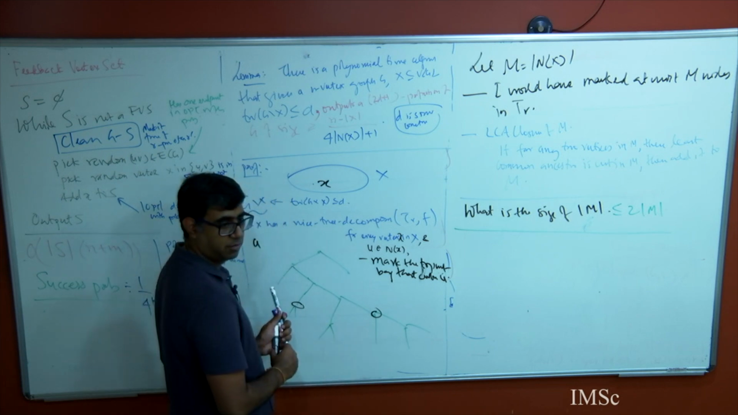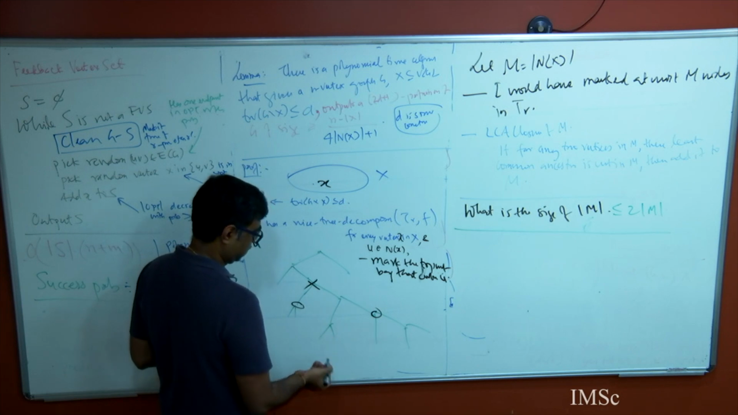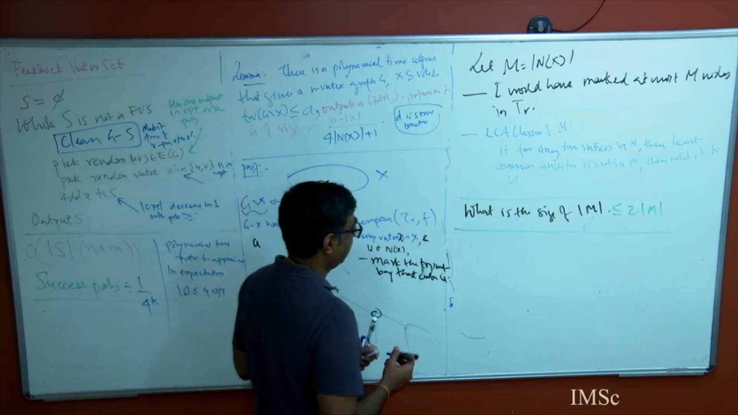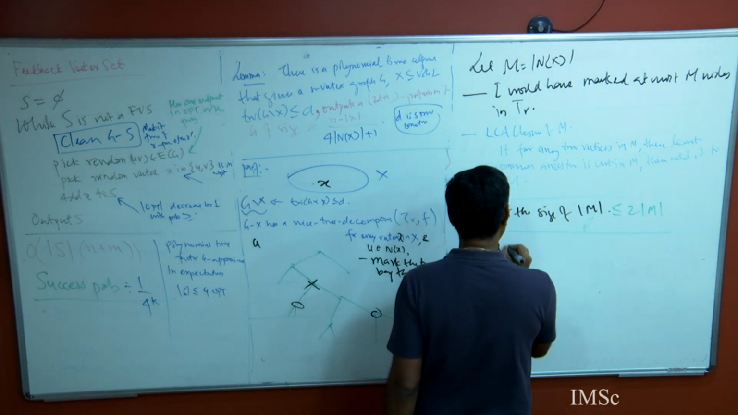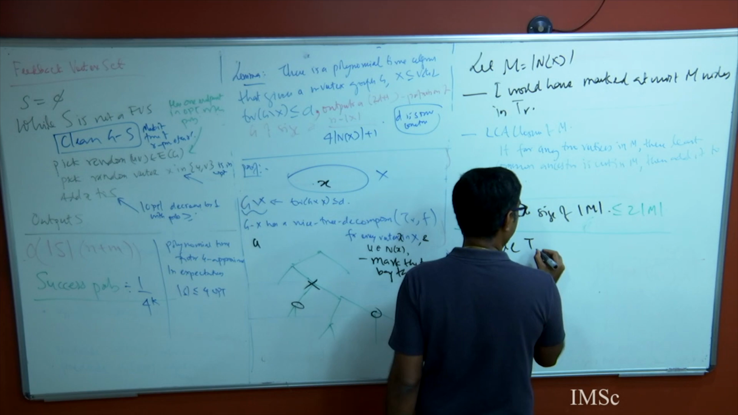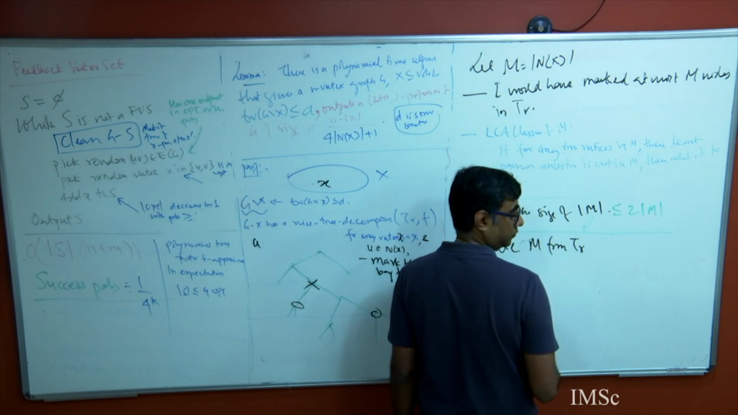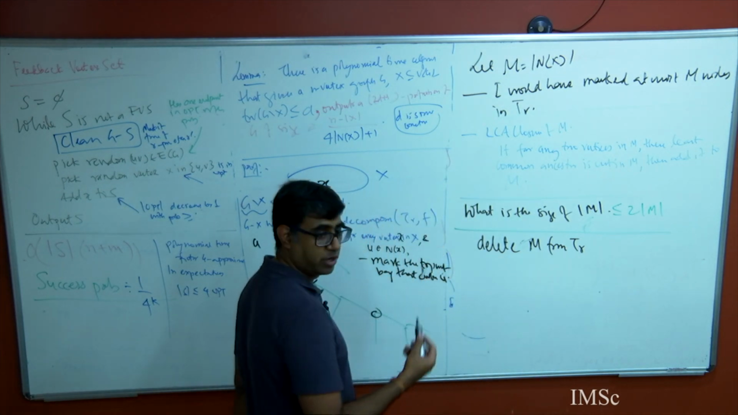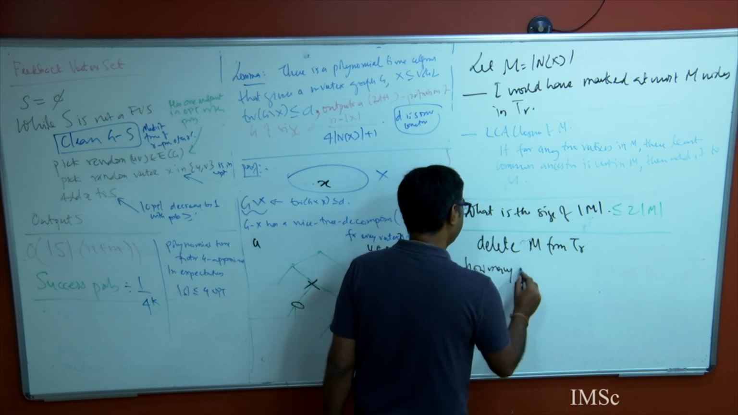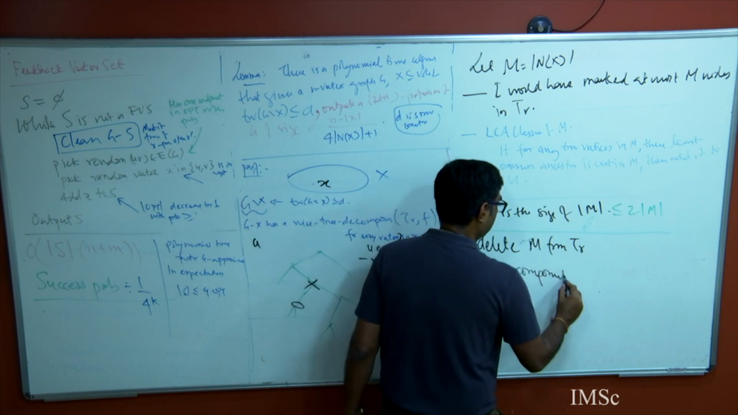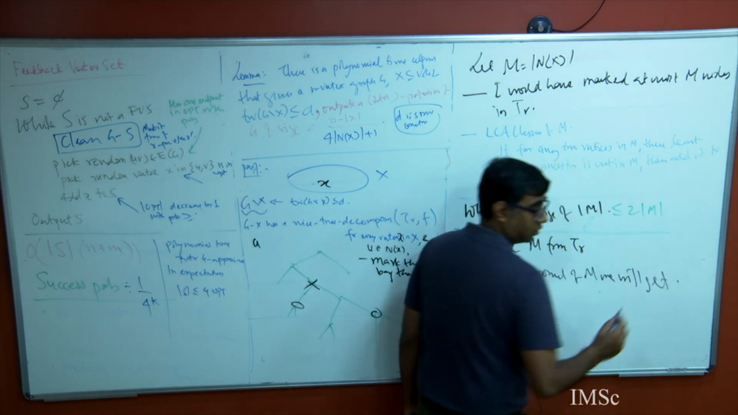So if this is what my marked neighbor was, I would have added this guy, for example. Okay. Now delete M from TR. How many components of M do we have? How many components of M will we get?